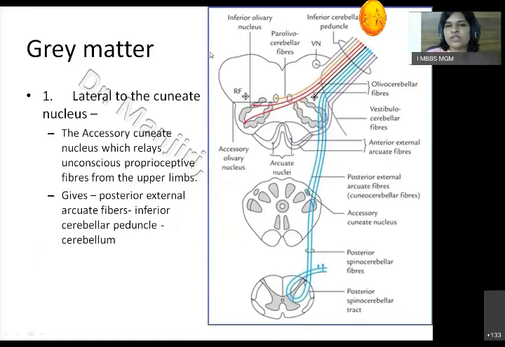Now one more nucleus is present called the accessory cuneate nucleus. This accessory cuneate nucleus contains unconscious proprioceptive fibers, which are coming from the upper limb. So it will form a separate tract for the upper limb. From here again the second order neuron will start, and they will be called cuneocerebellar fibers. As the name suggests, they will go to the cerebellum. It is going from the medulla, so they have to go through the inferior cerebellar peduncle. So these fibers are also called posterior external arcuate fibers.